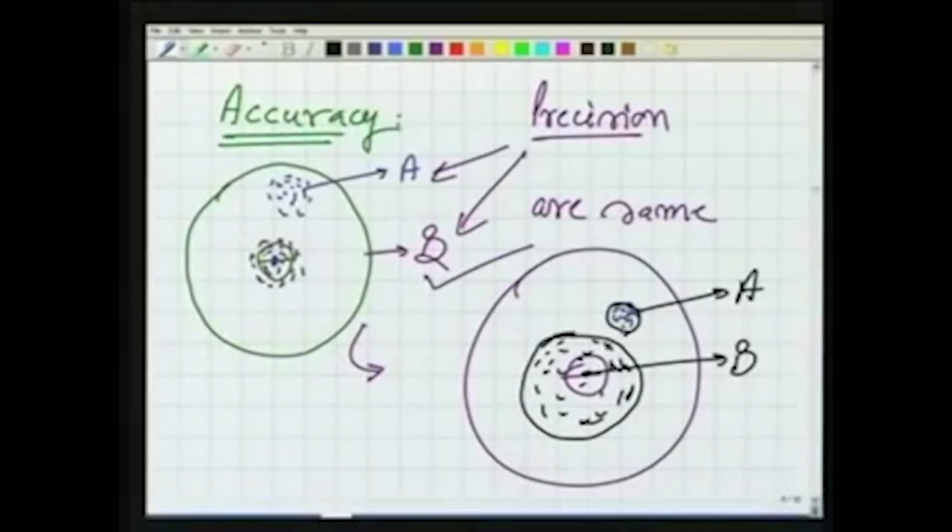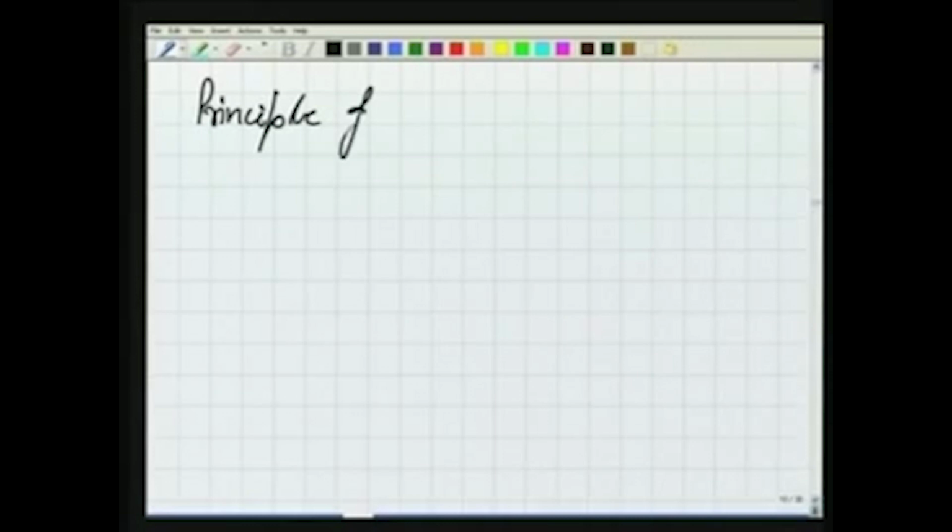Okay? But if you eliminate the systematic error from your observations, if the systematic error is eliminated, then what will happen? All these bullets, they will come to the target or the bullseye. So, if the systematic errors are eliminated, in that case, the precision of the observations become an indicator of the accuracy. Now, what we will do, we will look at one more important principle here, that is called principle of adjustment.